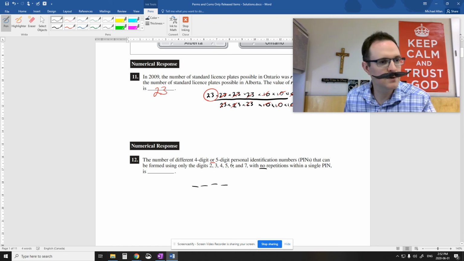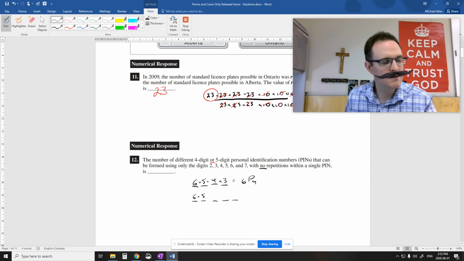1, 2, 3, 4, 5, 6. So 6, 5, 4, and 3. I could have written that as 6P4. You can do that, or you can do it that way. And then if I have a 5-digit number, I have 1 extra piece here. So that's going to be 2 times greater, really. So this would be 6P5.